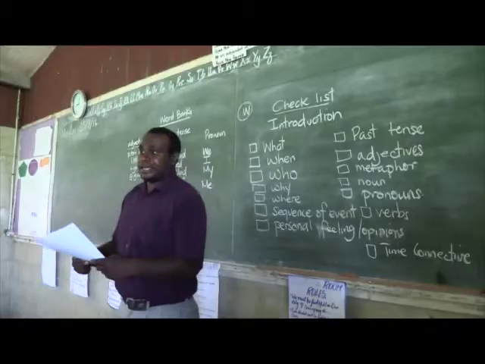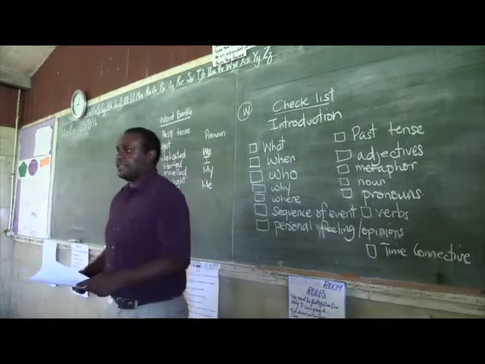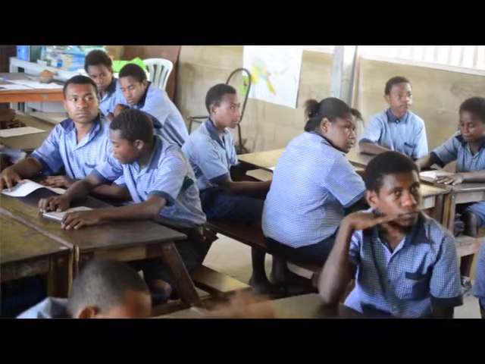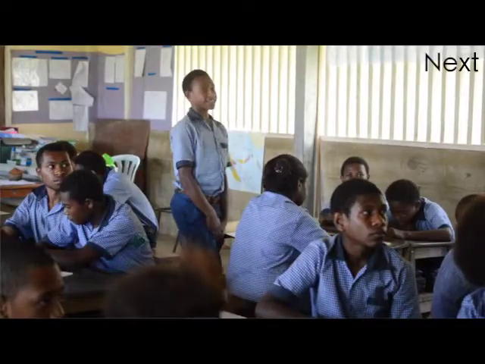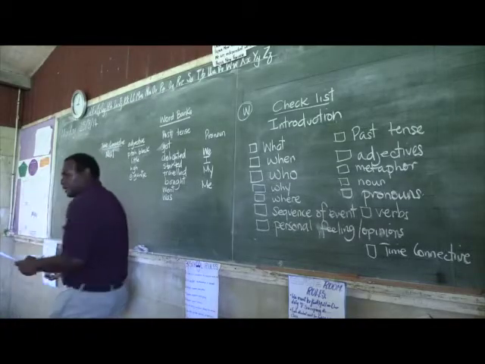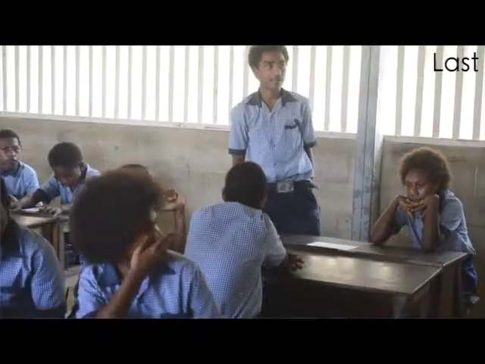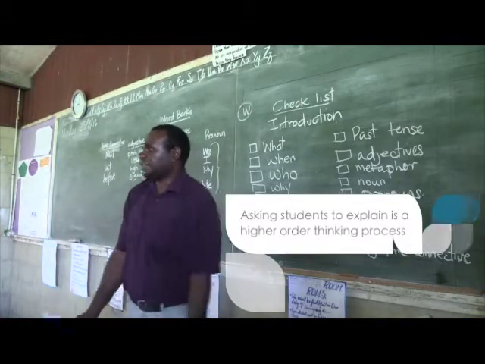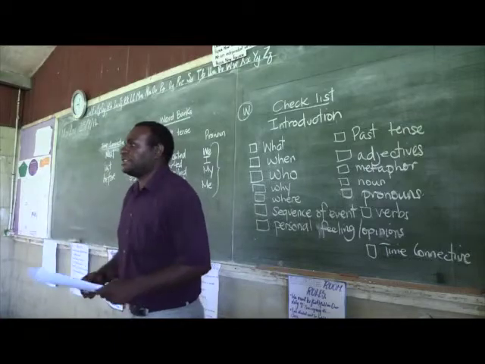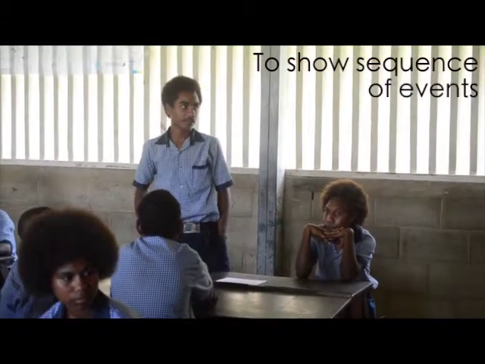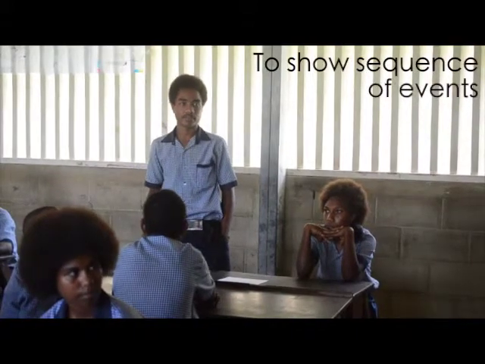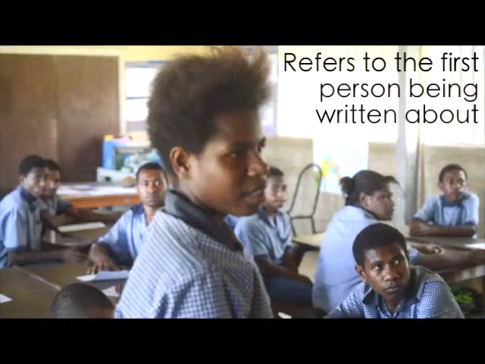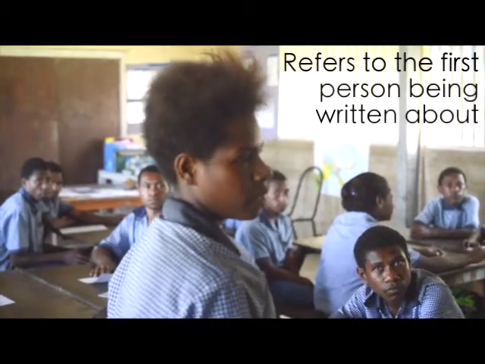My. In the text type, the writer puts things in order and uses time connectives. What are some examples of time connectives that you can see there? Next. What else do we have as our time connectives? Last. Why is the writer using those time connectives in this text? The author uses time connectives to show the sequence of events. In the text we find that there are pronouns. Now what are the pronouns referring to? It refers to the first person which we write in the recount.